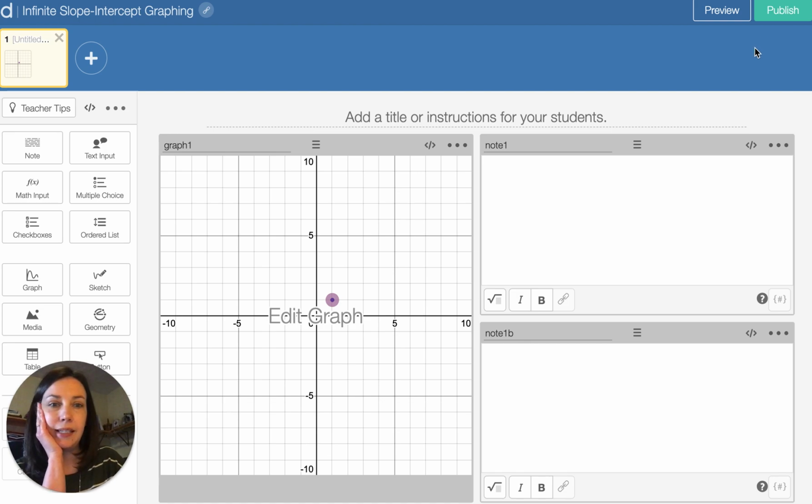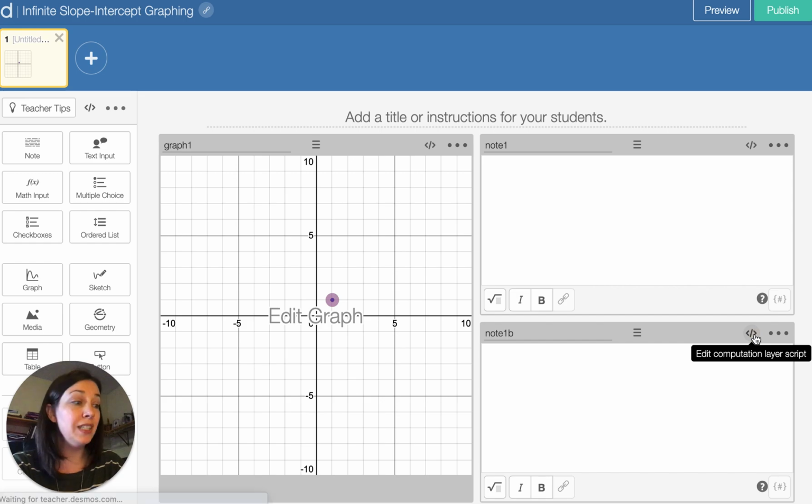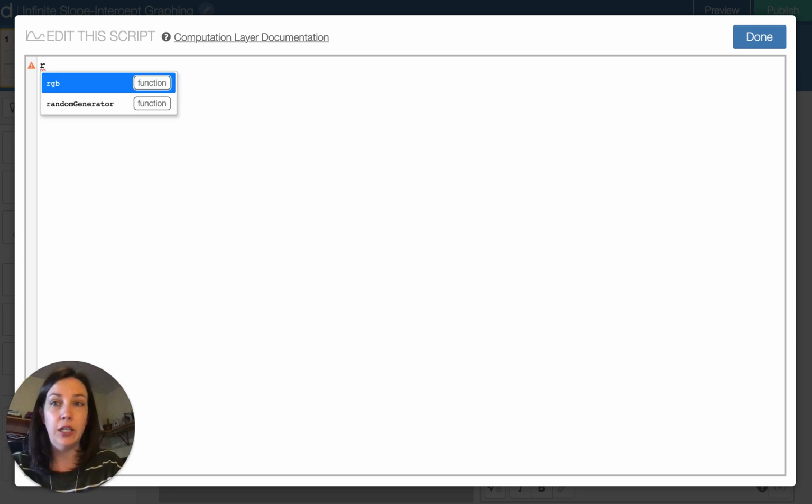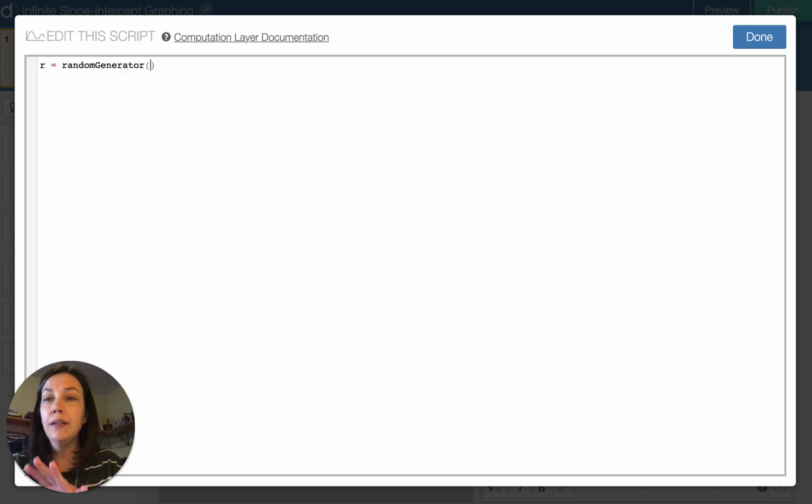All right. Now I'm going to go into this note component. I like to use this one for the feedback and then the one below it that actually gives the problem. So this is where the bulk of the coding is going to be. So first thing I need to do is get the random generator. So R equals random generator. We're going to leave those blank for now.